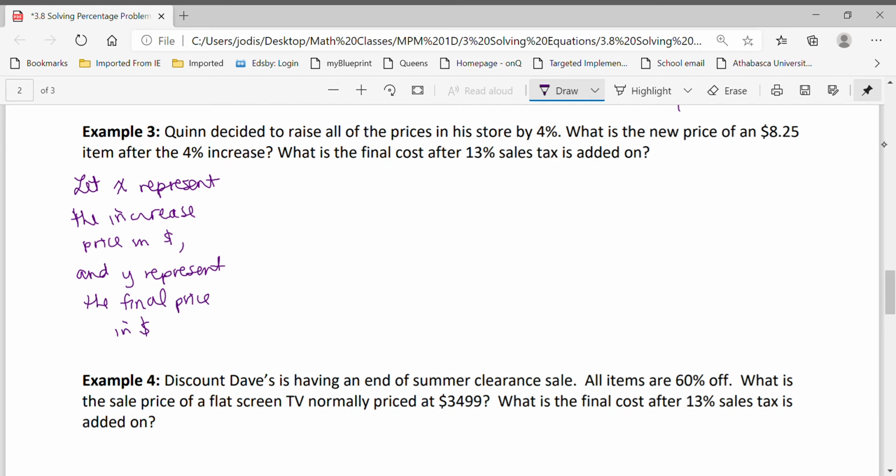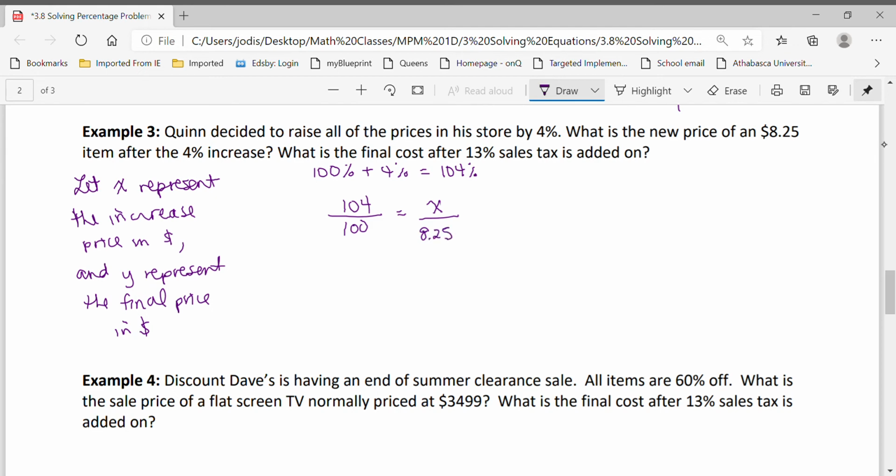So right now he's raising all of his prices in his store by 4%. So we would normally have his normal price as the 100%, right? So in this case, we'd have to think of it like 100% plus 4% equals 104%. So I would do the 104 over 100, right? Because if we just do 4%, it's not going to work. And then that's X over, and then the item that we're looking for is $8.25.